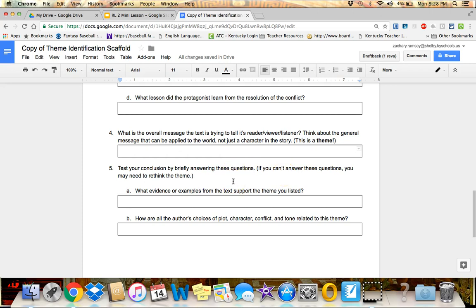All right, so the first question is, what evidence or examples from the text support the theme you listed? If you choose a theme and then you can back it up with textual evidence, chances are you've got it right. The second question is, how are all the author's choices of plot, character, conflict, and tone related to this theme? Again, if you can answer these questions with textual evidence, chances are you got it right. All right, that's theme in a nutshell.